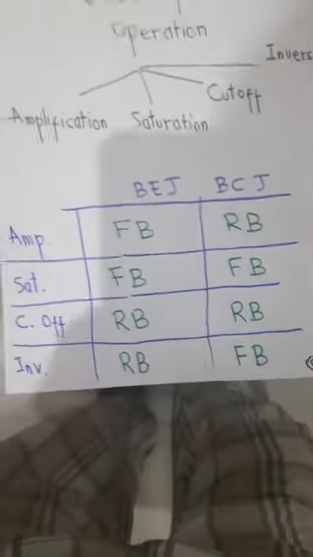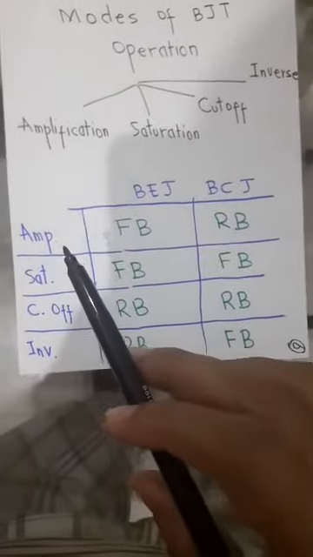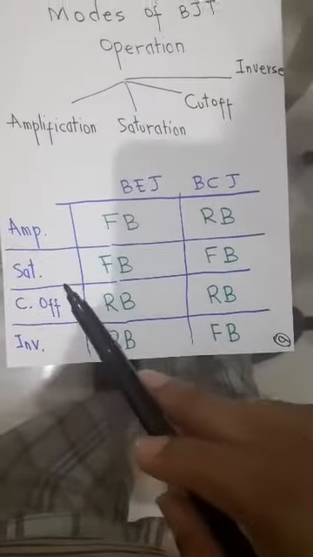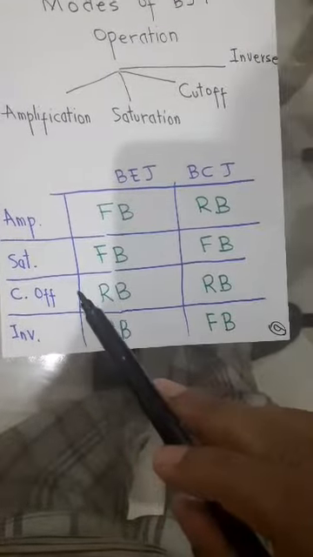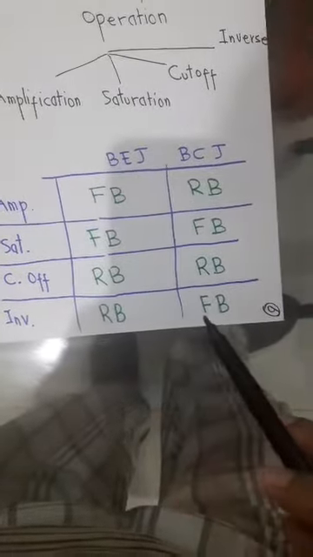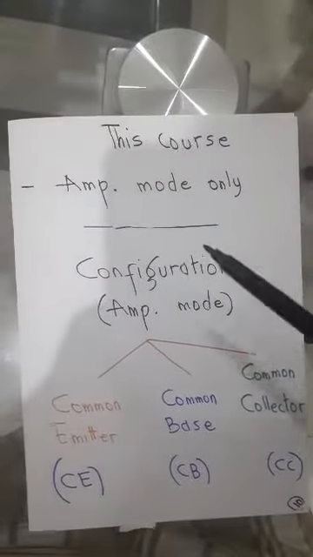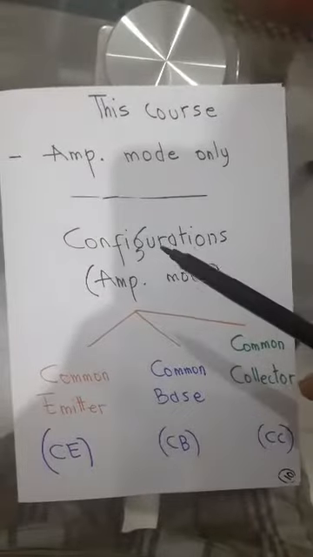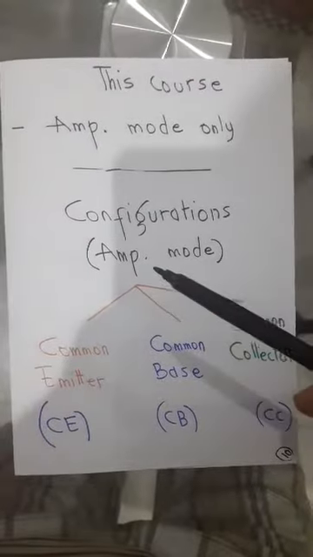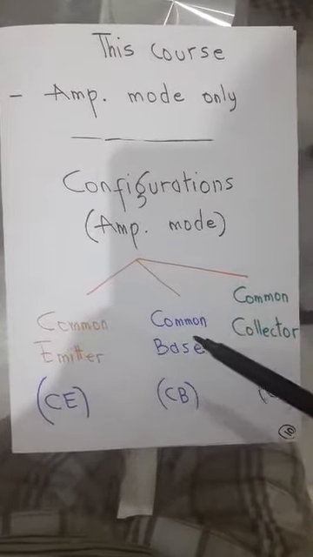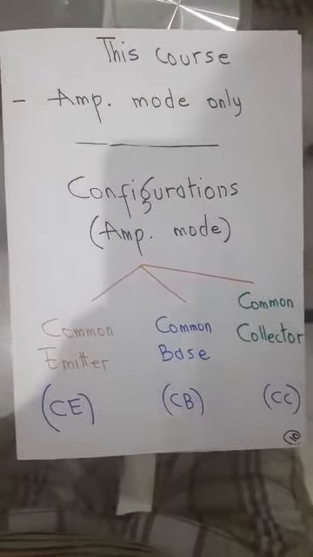In this course we will study BJTs only in amplification mode. Saturation and cutoff modes are used for digital electronics based applications, and inverse mode is rarely used. In this course we will study amplification mode only. There are three different configurations in amplification mode named common emitter, common base and common collector.